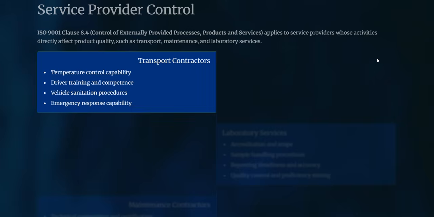Transport. First, let's look at the transport contractors. The control measures here must include the following: one, temperature control capability; two, delivery training and competence; three, vehicle sanitation procedures; and fourth, emergency response capabilities.